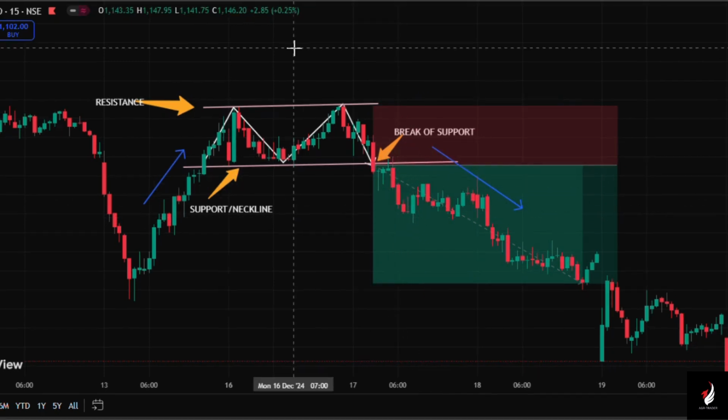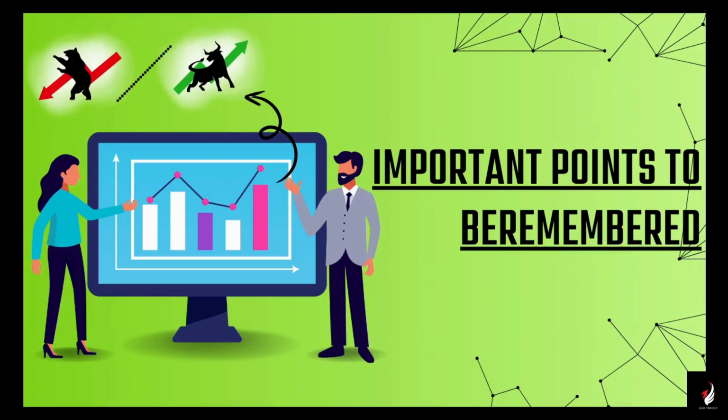Sometimes you might think, what if the double top fails? Sometimes the price fakes the drop but shoots back up. This is called a double top failure, or you can also call it a bear trap. If the price breaks above the resistance, the trend is likely to continue upwards instead of reversing.